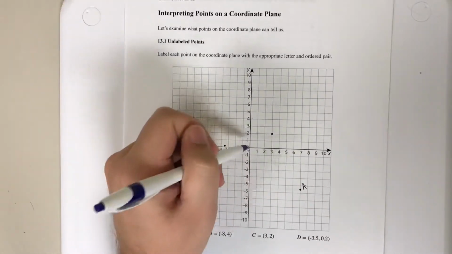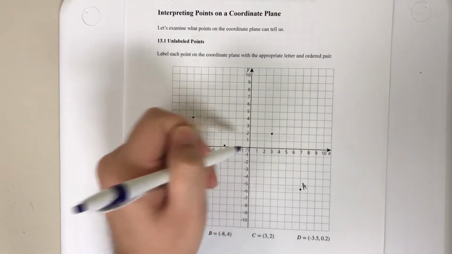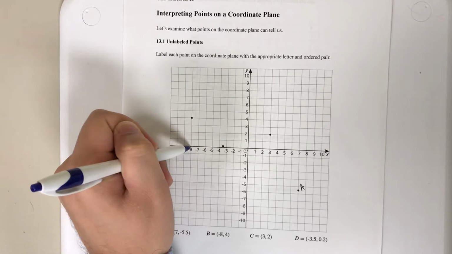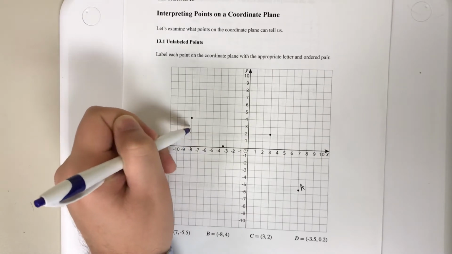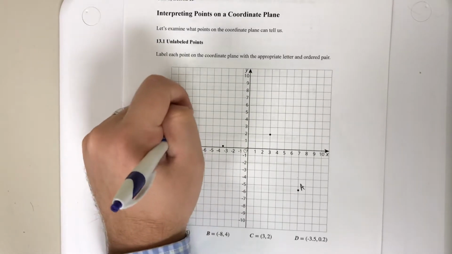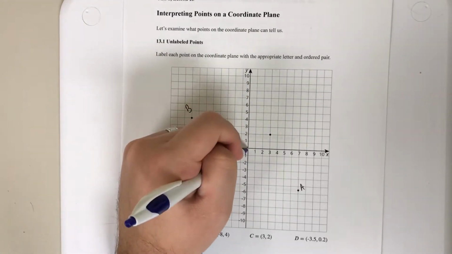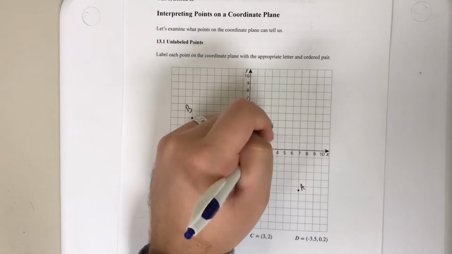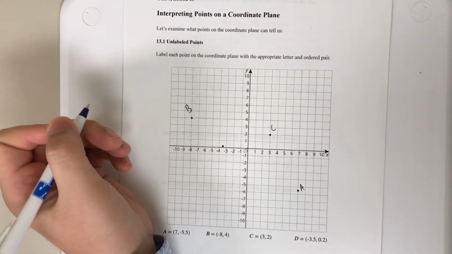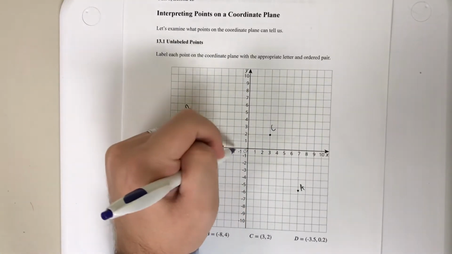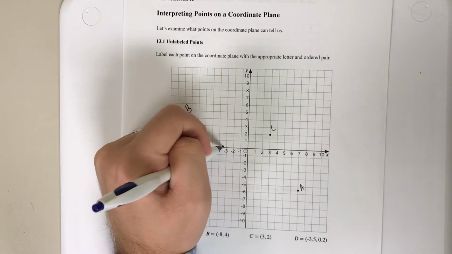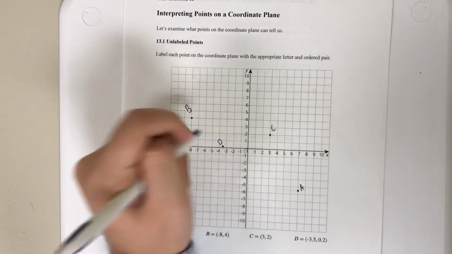B, negative 8. So I'm going to start at the origin and go negative 8. And then I'm going to go up 4. 1, 2, 3, 4. This is B. And then I'm going to go C. C is positive 3, and then positive 2. That's C. And D. D is negative 3.5, and then up 2/10. So that is about D right there.